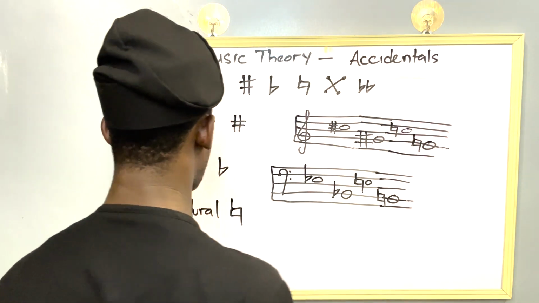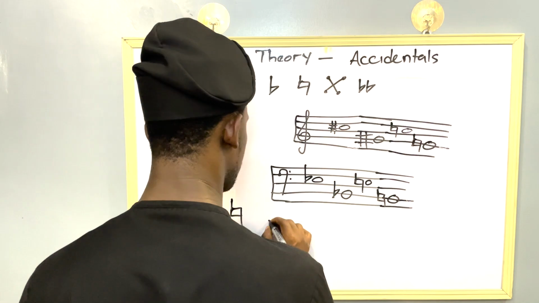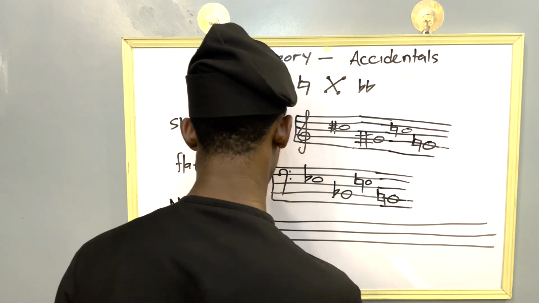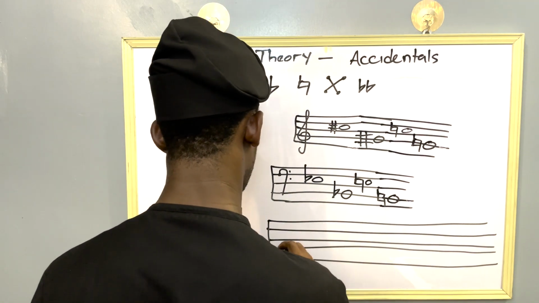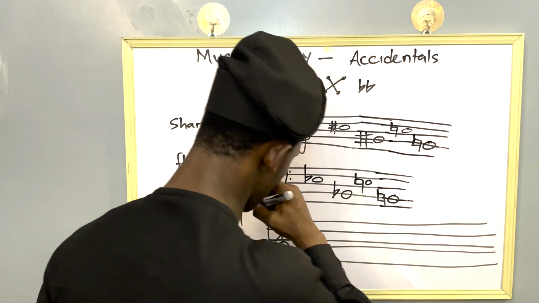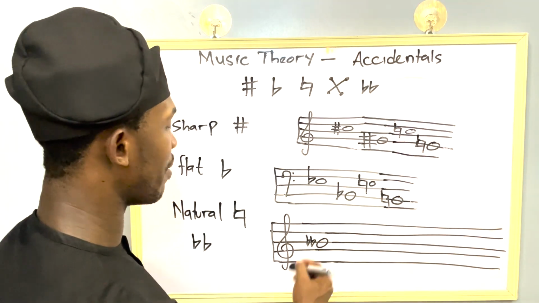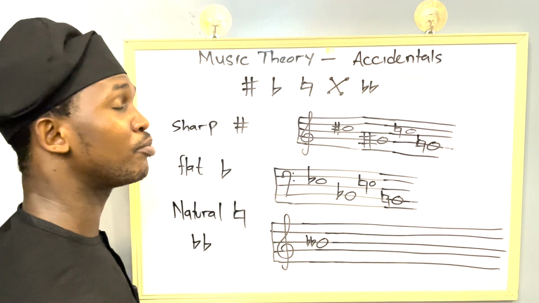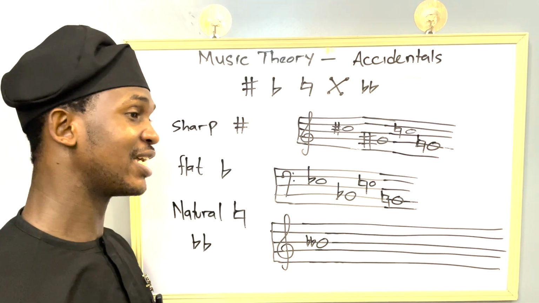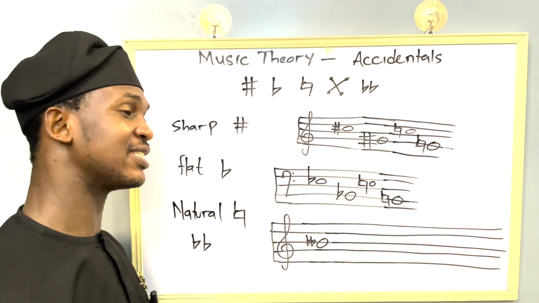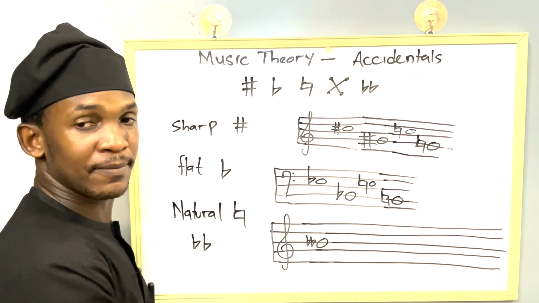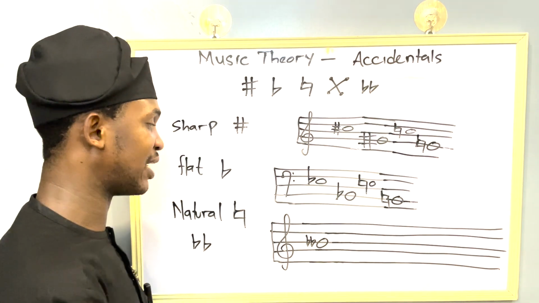But for the double sharp and double flat also, let me just use a staff to represent all of them. So for example, if you write B double flat, B double flat is saying that you should lower this particular B by a tone. So you lower it the first time, it goes to B flat. The second time, it goes to A. So B flat, flat. Okay, so that is what B double flat means.